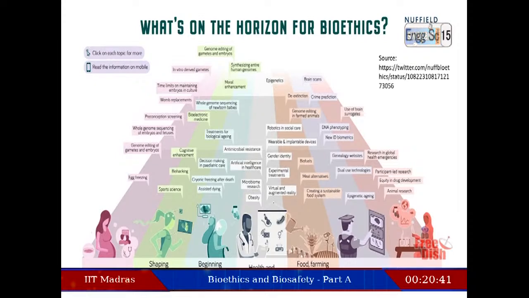So there are others like treating biological aging, or maybe decision making in pediatric care, then microbiome resources. Many of these include the intervention of either genetic engineering or genome editing. And one of the areas is epigenetic aging, and epigenetics as a whole has a lot of importance from the point of view of bioethics.